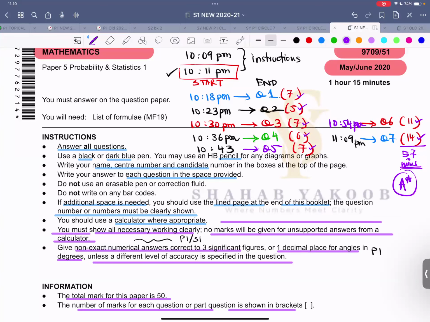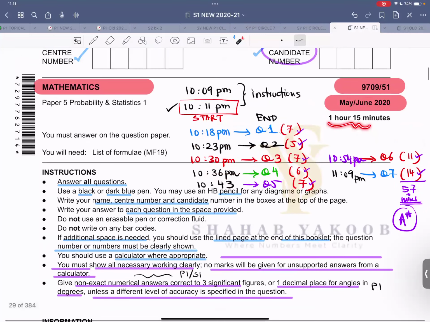Okay. So that means if you do it by yourself, you don't have to explain it to anyone, of course, not in the exam paper. So you can easily finish this in 57 minutes, whereas how many minutes do we have? We have 75 minutes at hand.